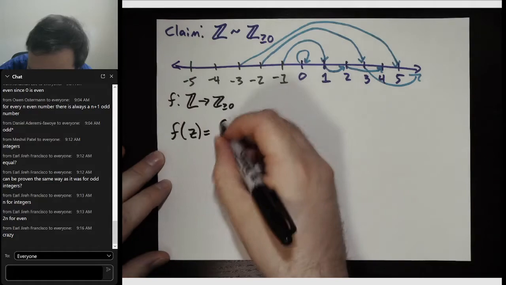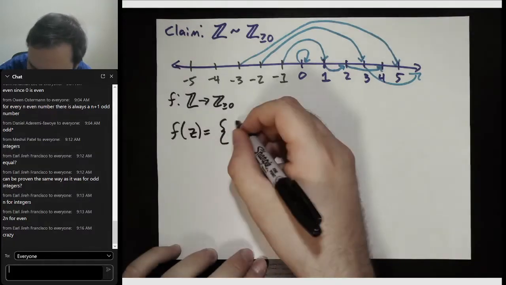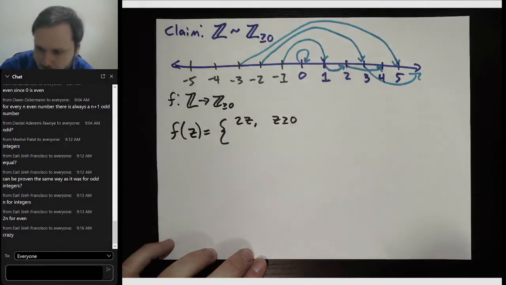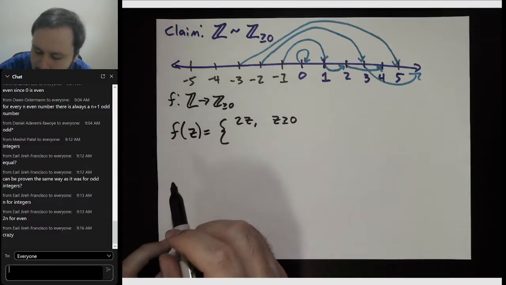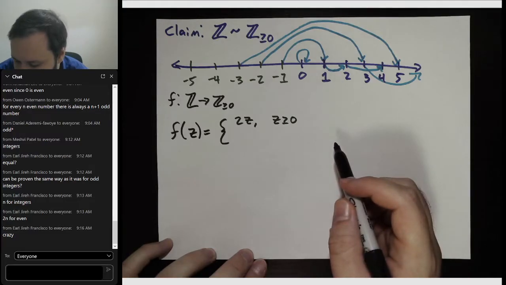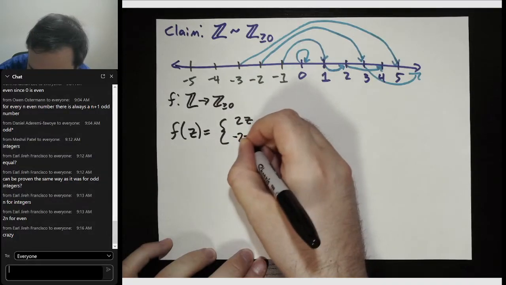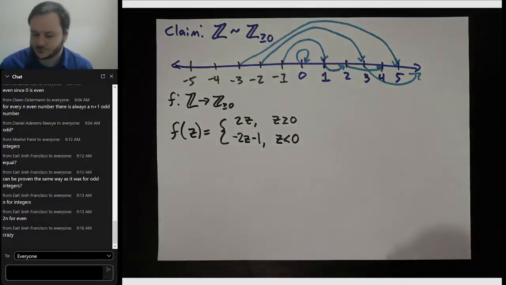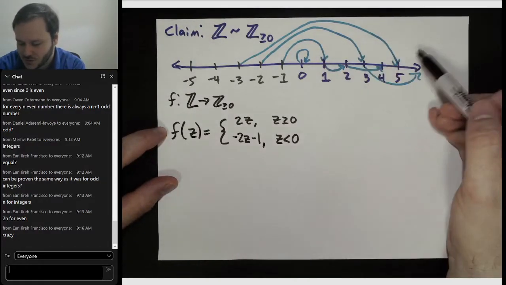F of z is equal to, if z is greater than or equal to 0, I'm going to go with 2z. And if z is negative, first I'm going to make it positive, then I'm going to double it, then I'm going to subtract 1. Okay. And so you can check this function is matching what I'm doing up here.